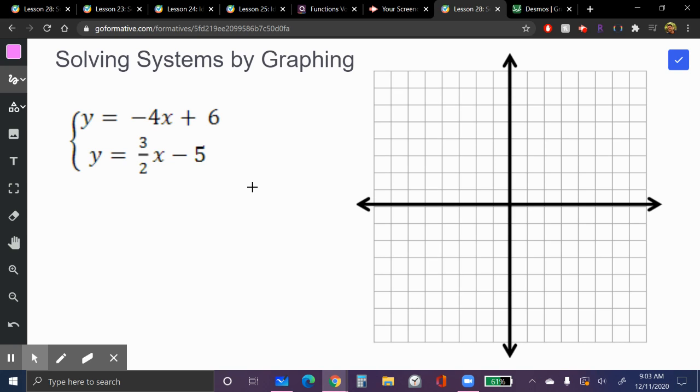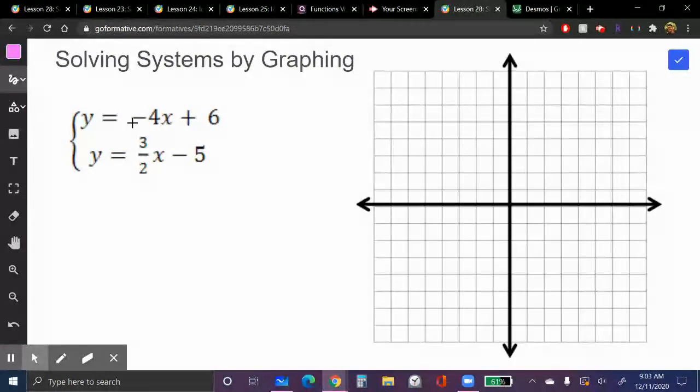In today's video, we're going to be solving systems of equations by graphing. A system is two or more equations in a given scenario. So we have this scenario where we have two equations, y equals negative 4x plus 6 and y equals 3 halves x minus 5. Those are our two equations.